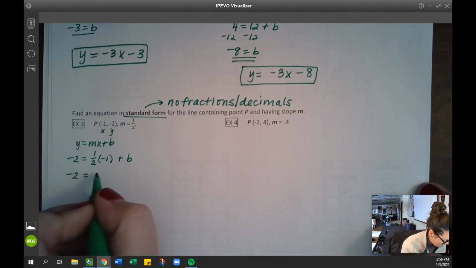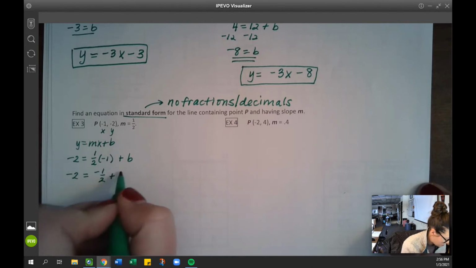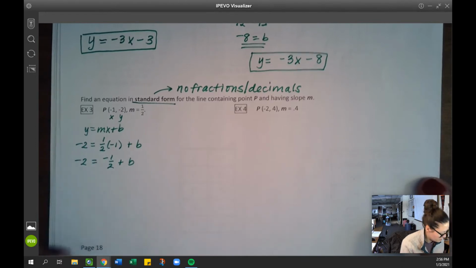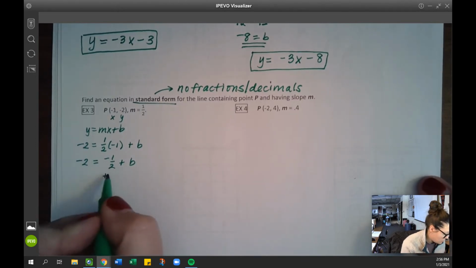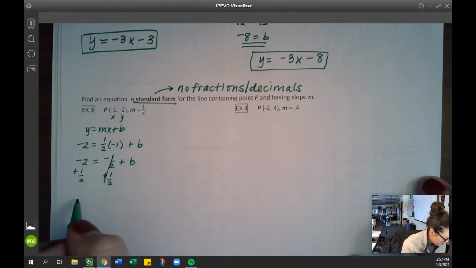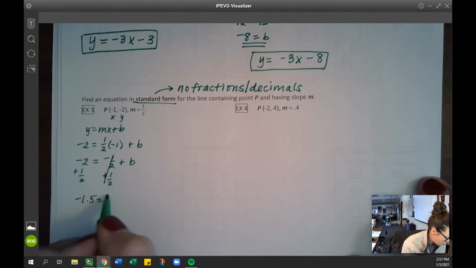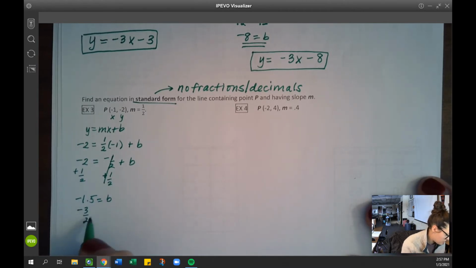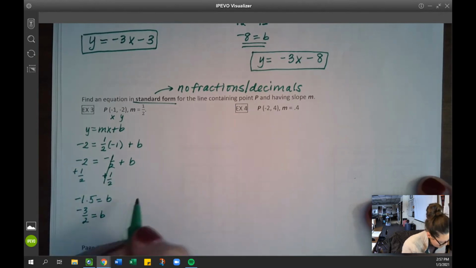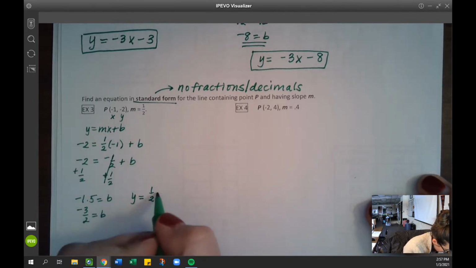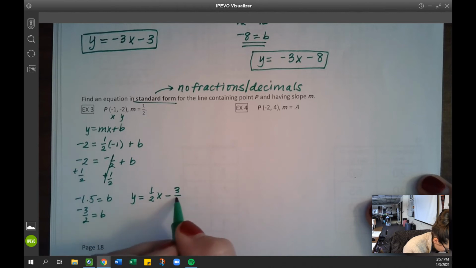-2 equals -1/2 plus b. Now I'm going to add 1/2 to both sides. And this is -1.5 for b, or -3/2. So that gives me y equals 1/2 x minus 3/2.